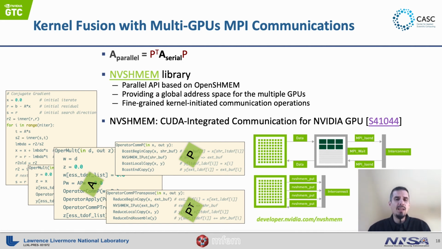This can be done through NVIDIA's NVSHMEM library, which proposes a parallel API based on OpenSHMEM. It provides a global address space for the multiple GPUs, allowing fine-grained kernel-initiated communication operations. We are able to move from standard GPU to CPU data transfers, then using the MPI interconnect, to a direct GPU to GPU link. I've provided here another session presenting NVSHMEM CUDA integrated communication for more information.